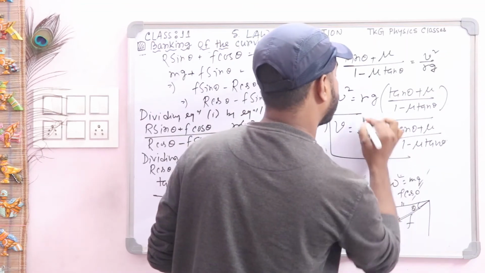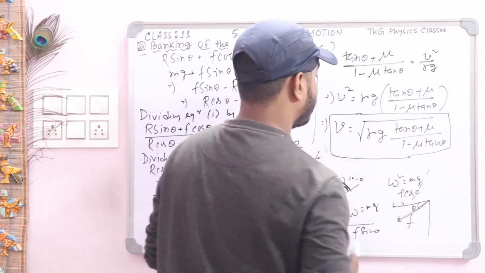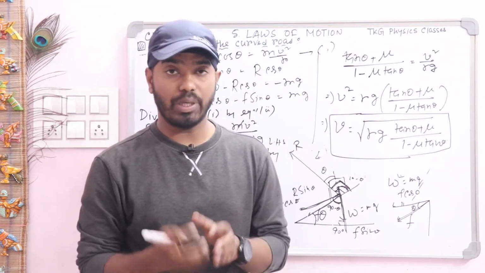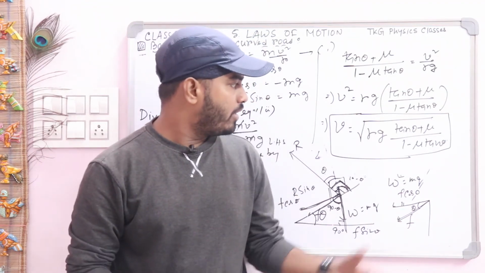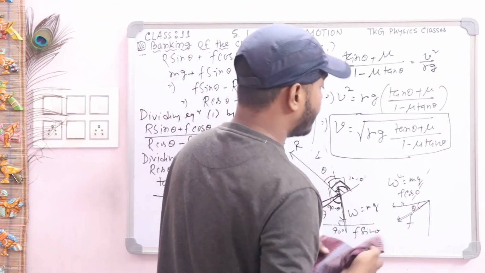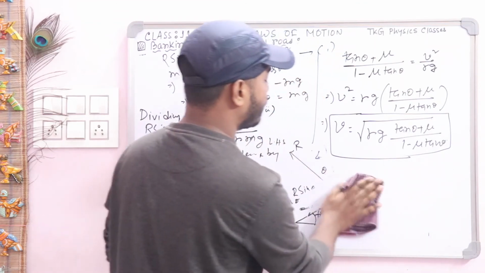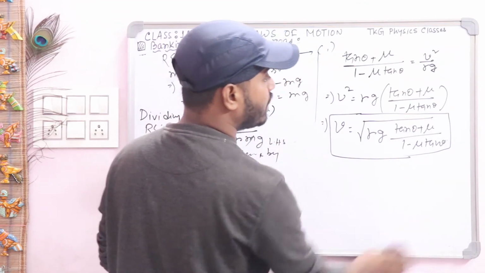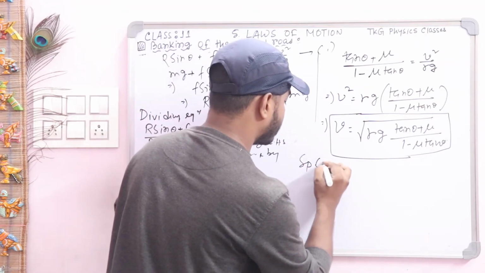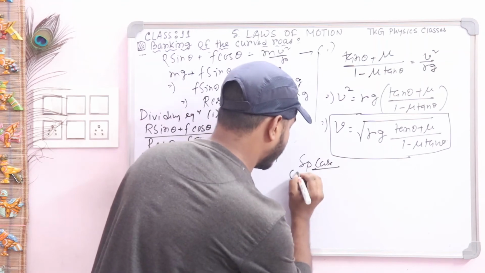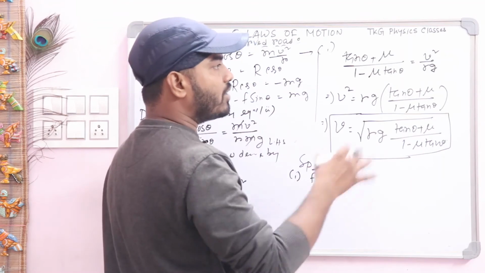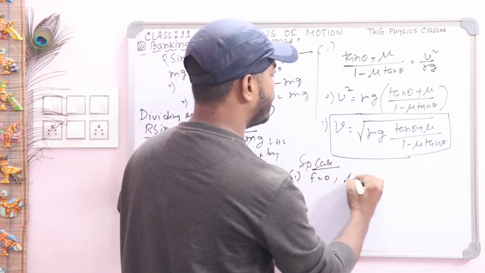So this is the formula for the maximum velocity at which the car can take a safe turn without skidding. This is the general formula. Now you do one special thing. If the road is smooth, suppose there is no friction between the road and the tires, so what happens? In the first case, if friction is 0, that means the coefficient of friction mu is 0.